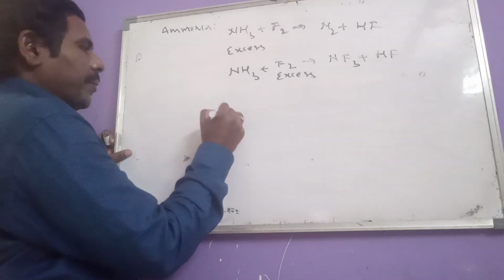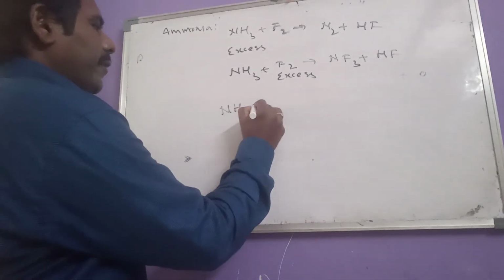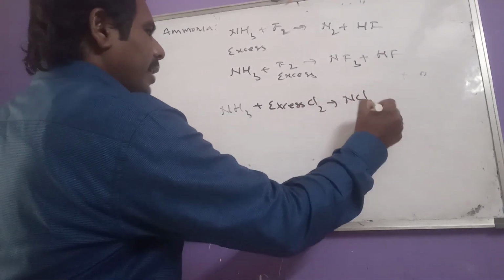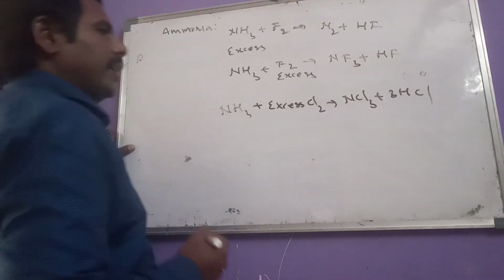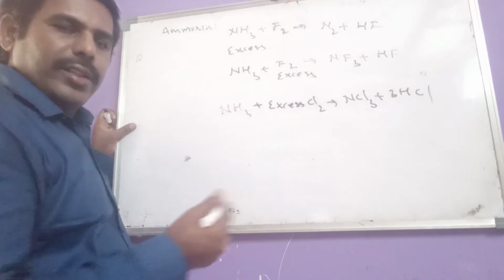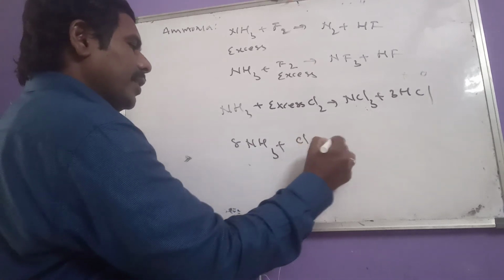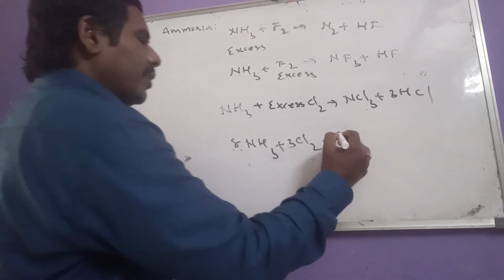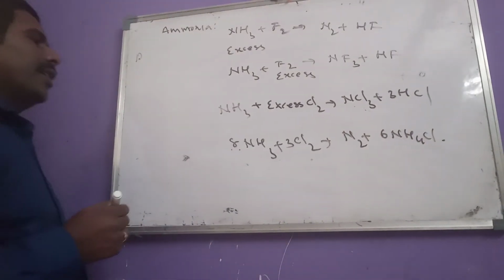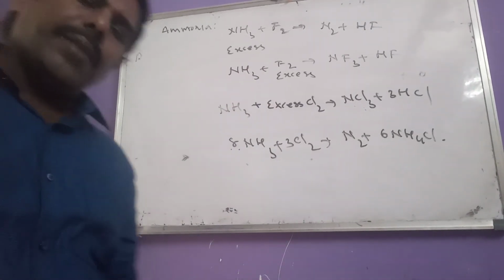Similarly, we have to see the other halogen reactions with ammonia. Let us go for chlorine. NH3 when treated with excess amount of chlorine gives NCl3 plus 3HCl. NCl3, nitrogen trichloride, is highly explosive in nature. But when we take excess of ammonia, the products are N2 plus 6NH4Cl. So these are the reactions of halogens with ammonia.